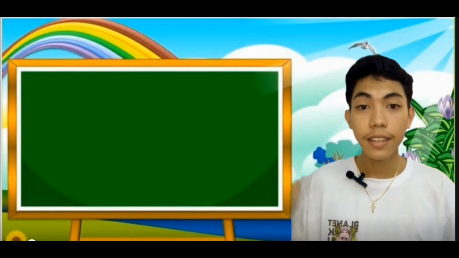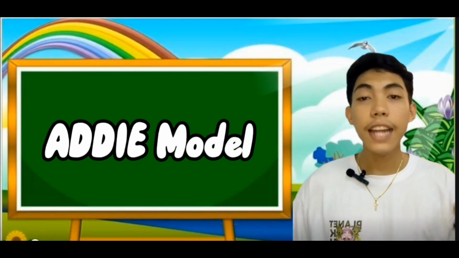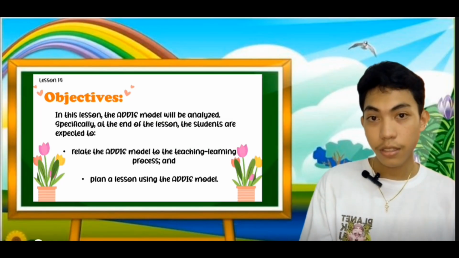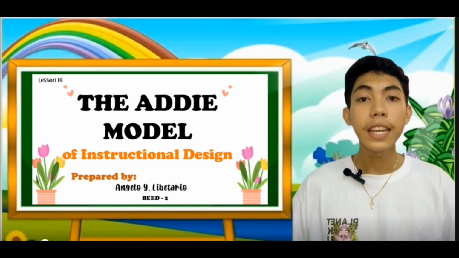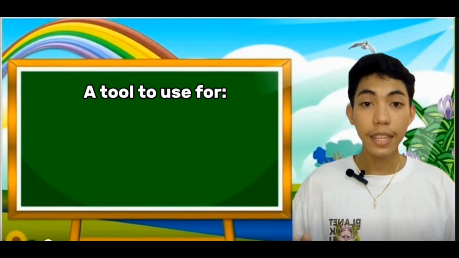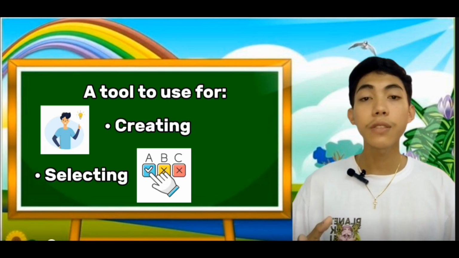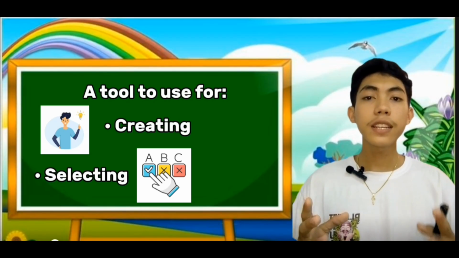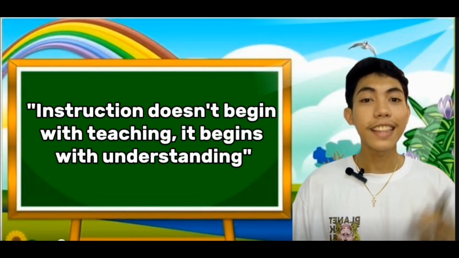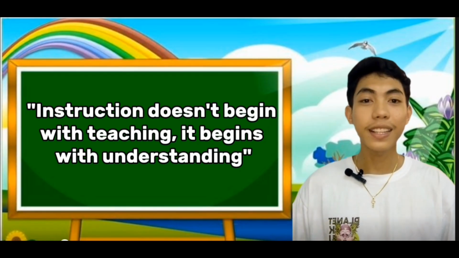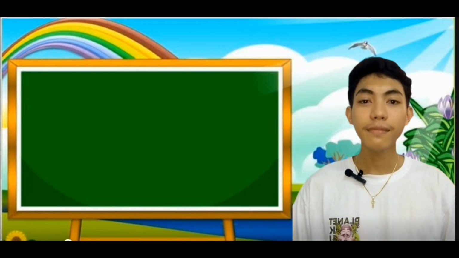So before we start, let's discuss what the ADDIE model is. The ADDIE model for instructional learning is a tool used for creating and selecting an instruction for learning. Instruction doesn't begin with teaching, it begins with understanding. And that's exactly what the ADDIE model captures so well.